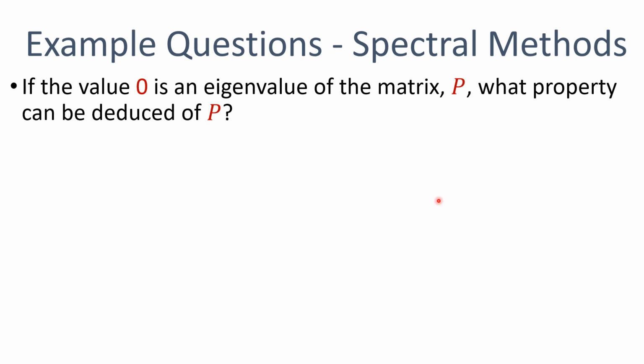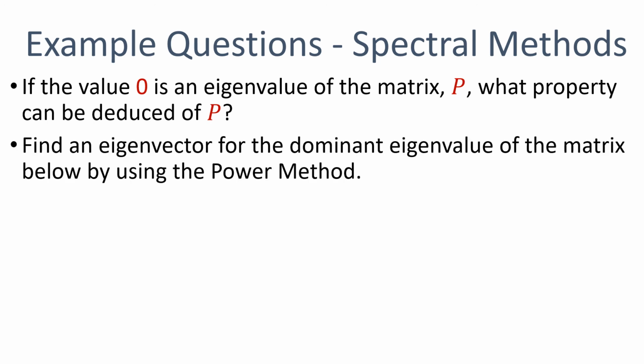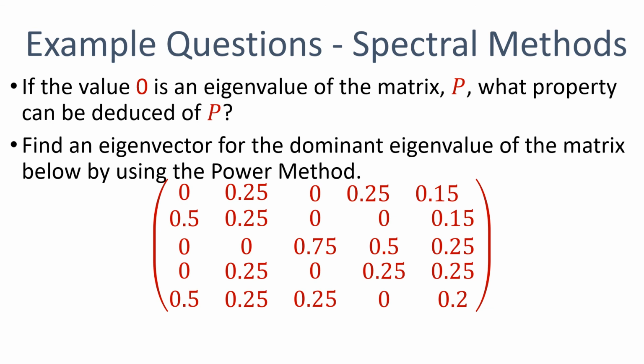Example questions you may see with regard to spectral methods, you may be asked if you have a value 0 is an eigenvalue of a matrix, then there are certain properties you can deduce of that matrix. So what are those properties? You may be asked using the power method to find the eigenvalue of a particular matrix. So that matrix below. So you should make sure you know how to apply the power method to a given matrix. You are perfectly free, obviously, to use calculators to assist in that calculation.